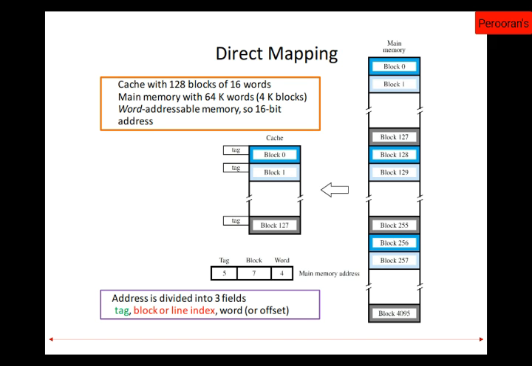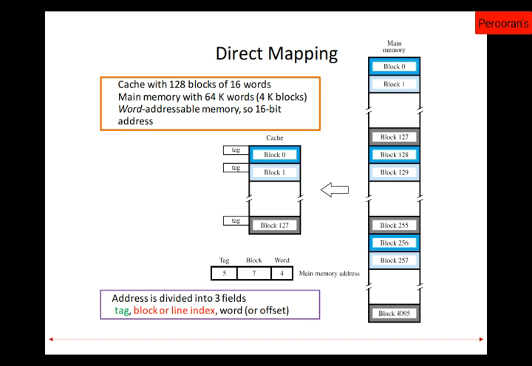I will tell you once more, the higher order 5 bits of the address are compared with the tag bits associated with the cache memory. If a match occurs, the desired word is in that block of the cache, and if there is no match, the required block must be read from the memory and loaded into the cache. Thus, this is the concept behind direct mapping.